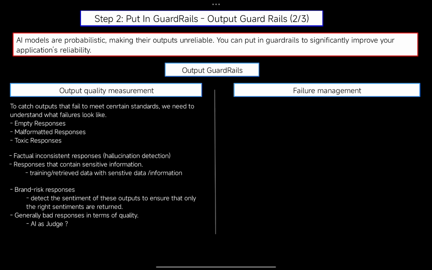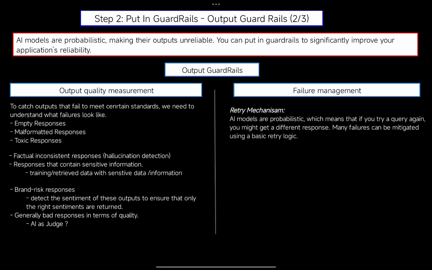Some bad responses in terms of quality can also be generated. So what you can do is put in another LLM to detect the output quality. You can use another LLM as a judge to measure the quality of the response generated by your system, right? So once you are aware of these scenarios where your model is making mistakes, or is not meeting your predefined quality standards, then you can put in certain failure management to tackle those, right?